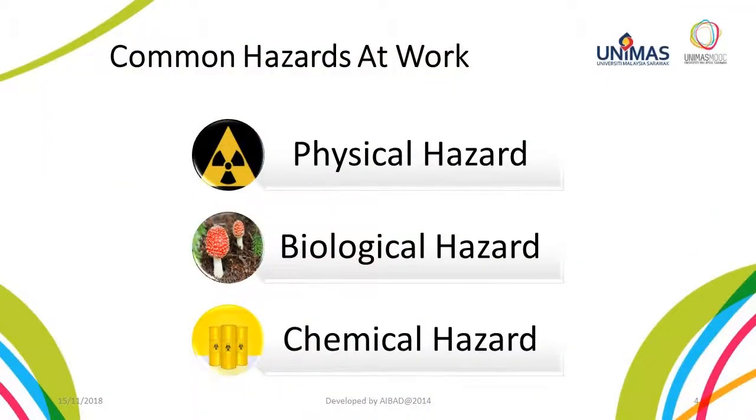There are six common hazards that can be found at the workplace. The first common hazard is the physical hazard. Physical hazard is created by factors within the environment that can cause harm to the body with or without contact. Examples of physical hazard are radiation, high exposure to sunlight, extreme temperatures, and constant loud noise.